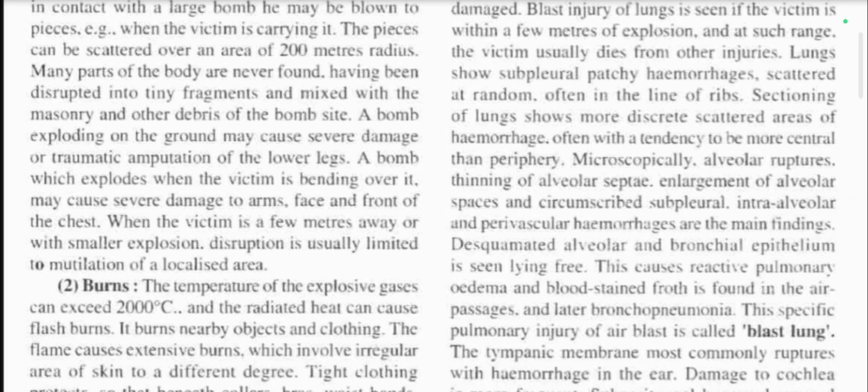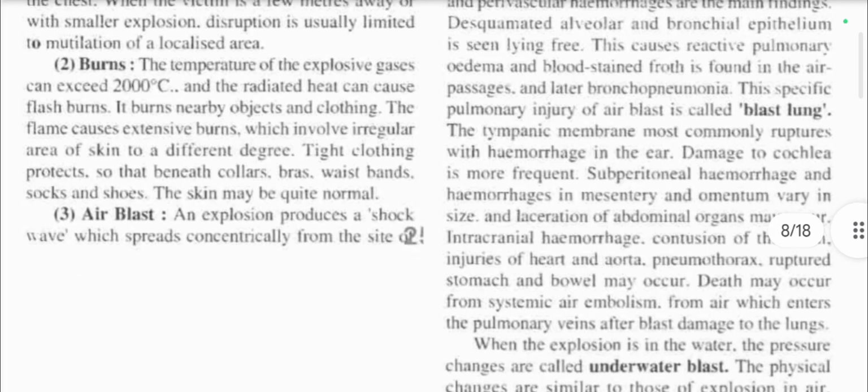Now what are the damages they have described here, but remember the point. You can write in general, there are huge damages occurring to both the lungs of the body, and these damages cause reactive pulmonary edema, and blood stained froth is found in the air passages, and later bronchopneumonia is seen. So this specific pulmonary injury due to air blast is called blast lung.